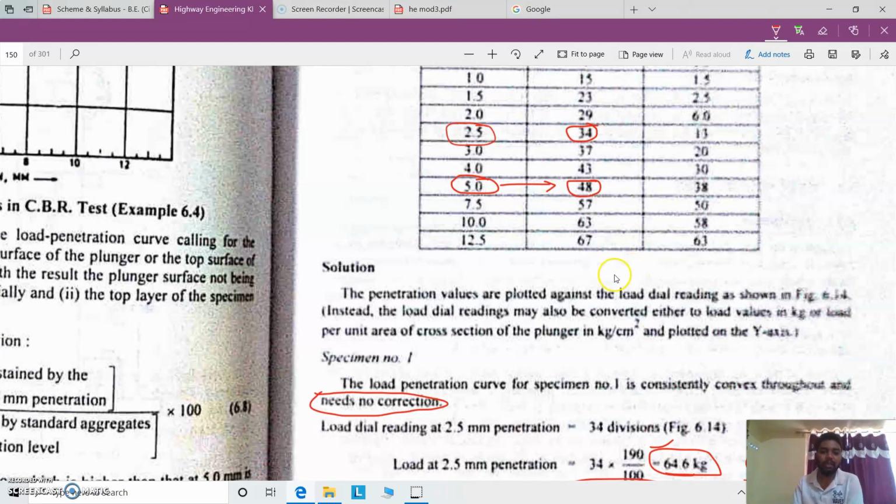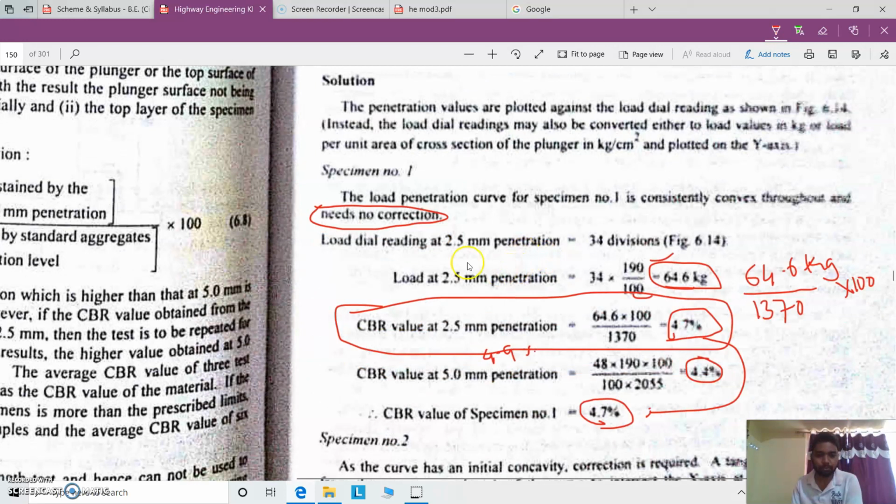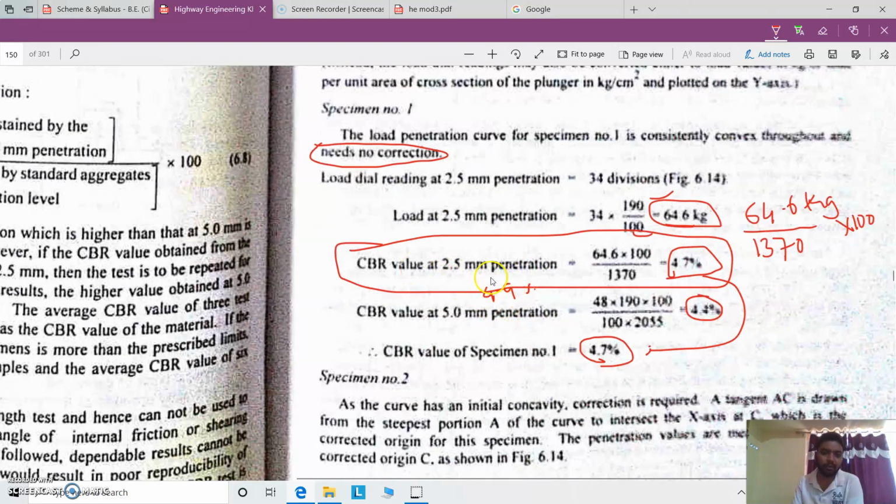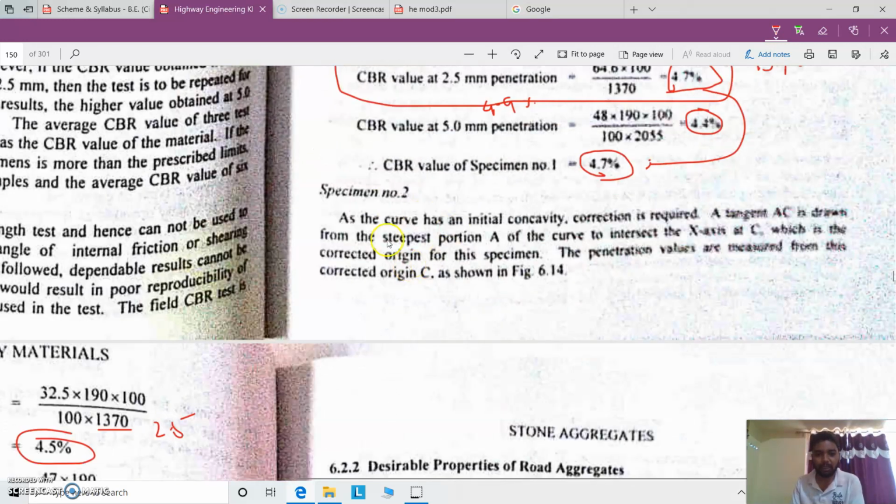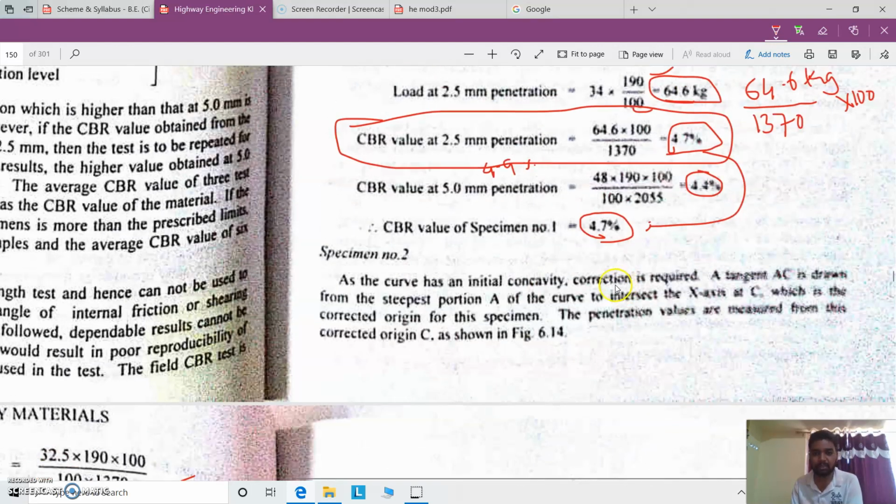If it does not need any correction, then you go for 2.5 mm directly and 5 mm directly, and whatever values you get, the 2.5 mm penetration value should be higher, and that should be considered as the CBR value of the particular specimen. If it is not higher, then the test should be repeated, right? The sentence that is written here, this is what you have to follow in your examinations, right?